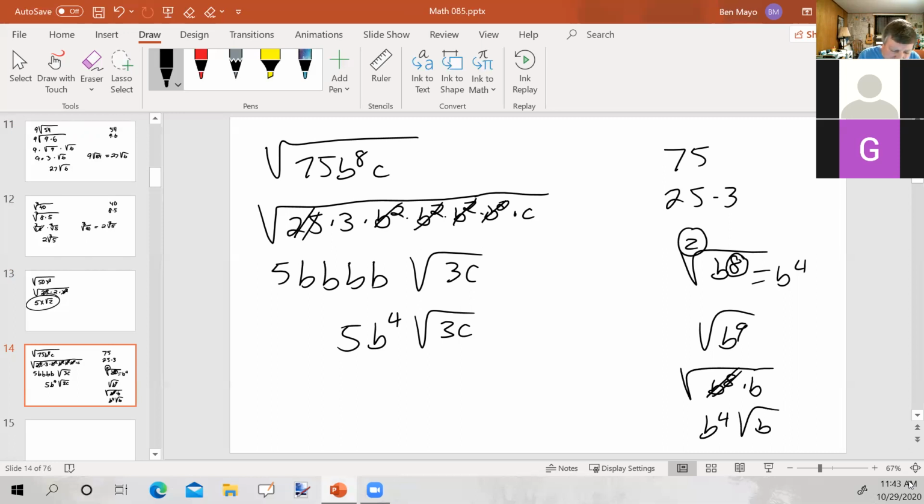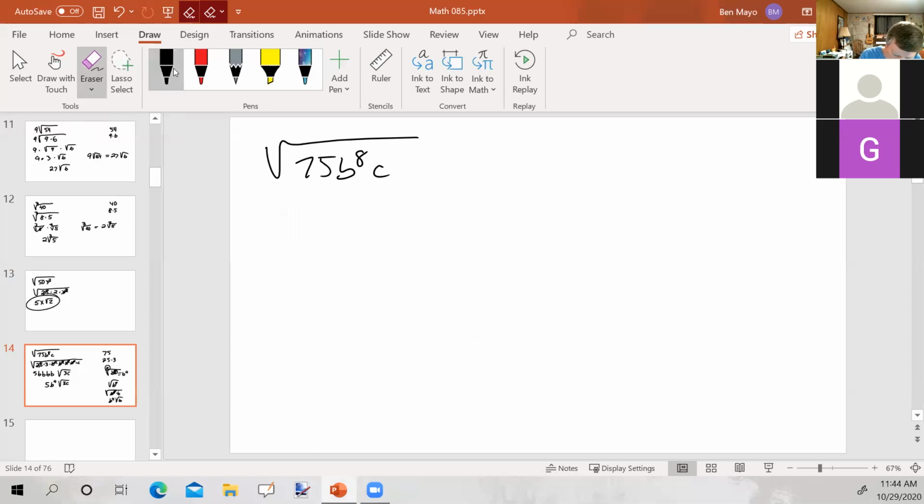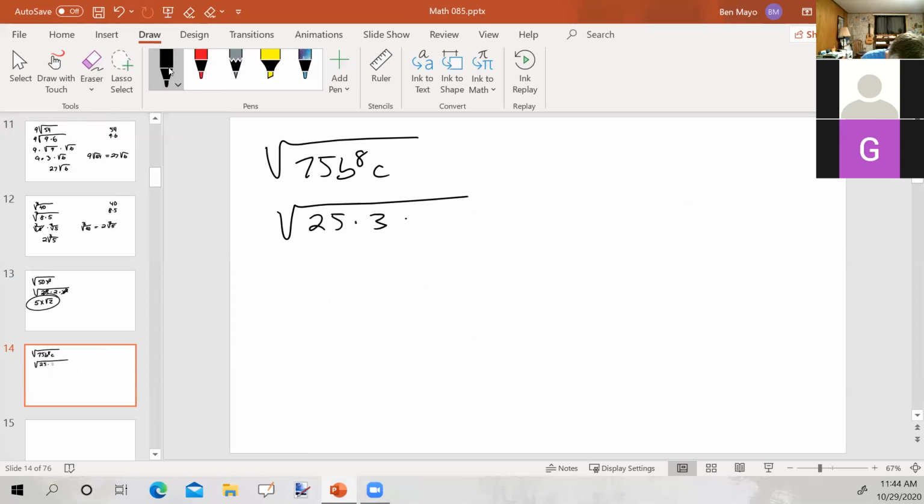Let's see if you see what I'm doing there. So what I would do is this. I would leave b to the eighth as b to the eighth because eight is a multiple of the index, all right? What's the square root of 25? 5. What's the square root of b to the eighth? b to the fourth. And left over, square root of 3c. So, all right with that? That's the shorter version of doing it, but I do a longer version to show you hopefully why the shorter version works.